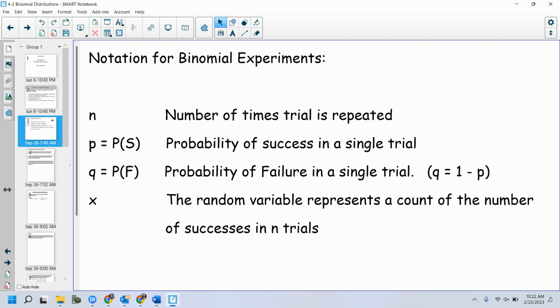0.7. The random variable X represents the number of successes in n trials. So if I say I'm going to run this 70 times, X is going to represent the number of successes I want in 70 times. Like, okay, what's the probability of me getting 50 out of those 70 as successes? 50 would be my X. How many times I want my success to happen.